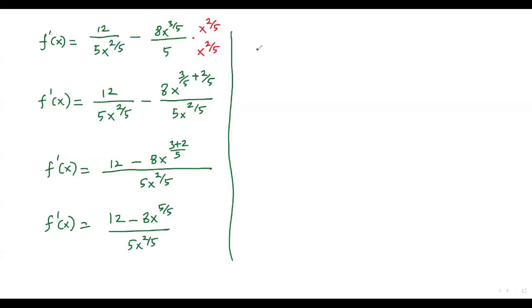Okay, let me continue over here. f prime of x equals 12 minus 8 times x to the power of 5 over 5, which becomes 1. So we get 8 times x to the first power. Whenever the exponent is 1, we don't have to mention it, so we can leave it, divided by 5 times x to the power of 2/5. That's all the simplification I can do in the first derivative of the given function, f prime of x.